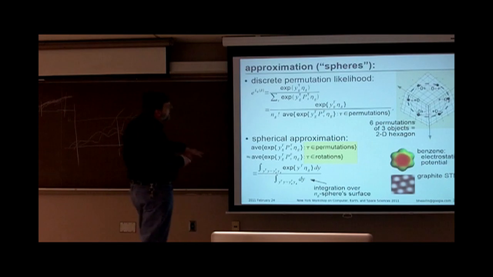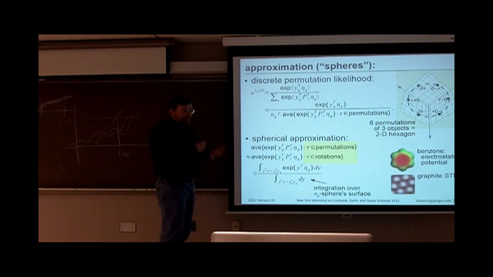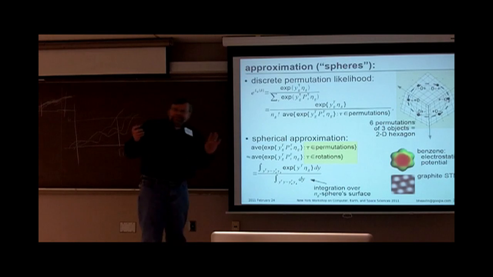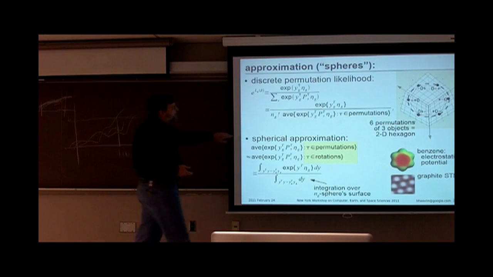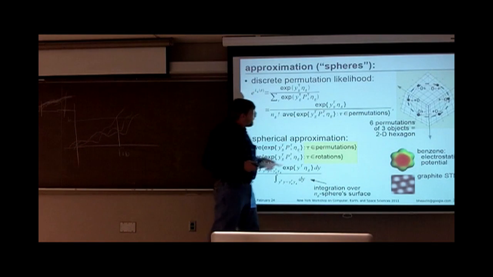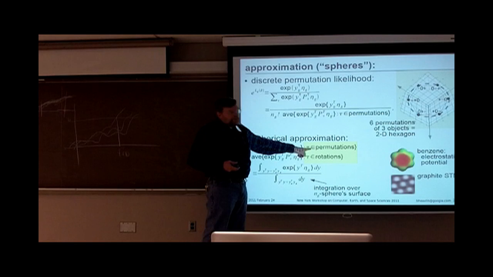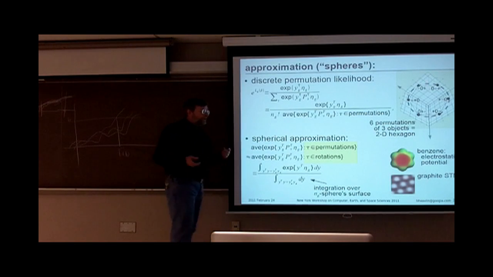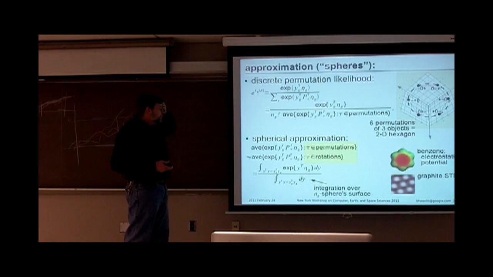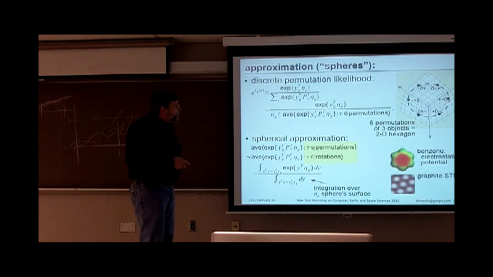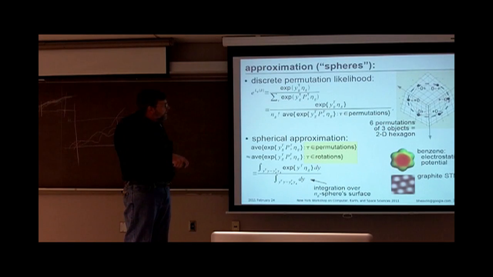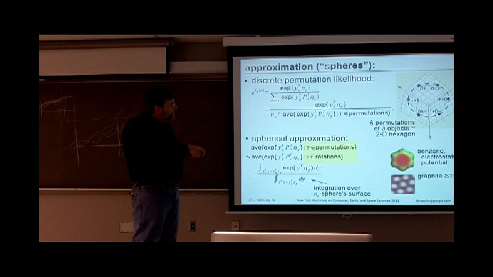Now, the approximation I'm going to do is this, and I'm going to get so excited about it, you're going to feel like I'm never going to talk about anything else, and that's almost true. I'm going to take this averaging over permutation, which is a group, and I'm going to replace it with the orthogonal or rotation group. And so you can see a certain kind of physical intuition here.